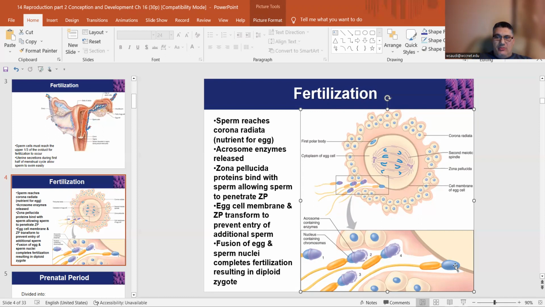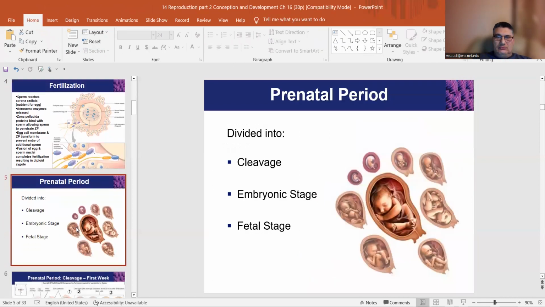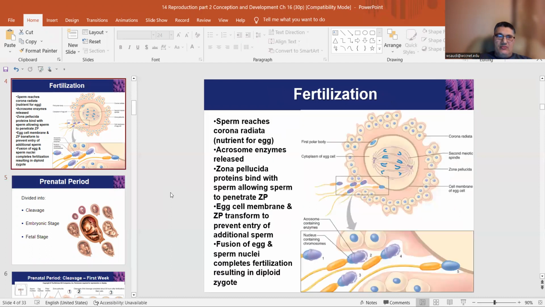Let's say this one, number 5, is the only one that was able to make it. And once it goes in, this zone becomes thicker and tougher. So look at all of these, they will not be able to make it. What will happen later is this fertilized egg will go into stages. The first one is called cleavage, and then embryonic stage, and then fetal stage. We used to confuse fetus with embryo. It is not the same. Fetus is not the same as embryo.